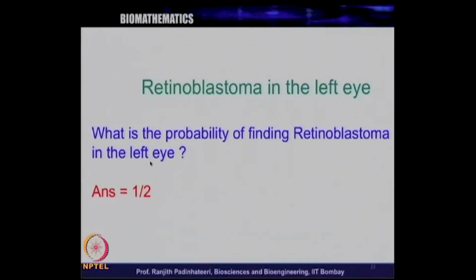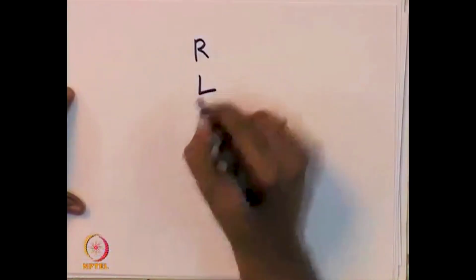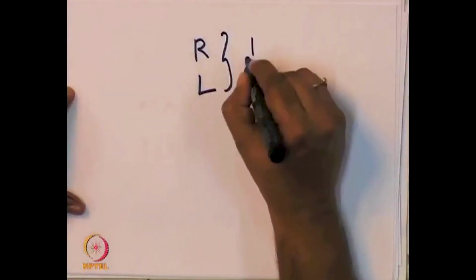It can either come randomly on the right eye or on the left eye. So, there are two events that we discussed earlier. There are two outcomes, retinoblastoma on the left eye or retinoblastoma on the right eye. There are only two outcomes possible, and they are equally probable. So, the probability to come on the left is half, and the probability to come on the right is also half.